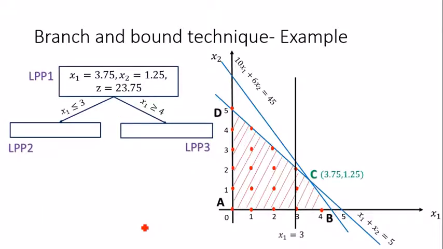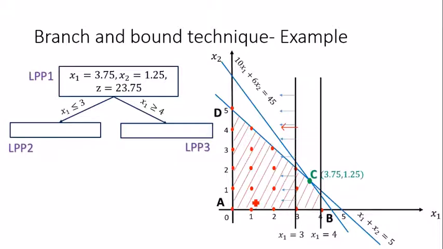Okay, so now let's apply these constraints one by one. Firstly, we are focusing on LPP2. You draw the line x1 equals 3 and mark the region coming from x1 less than or equal to 3. That will clearly be lying left of the line x1 equals 3, and then you find the intersection of this region with the original LPP region.